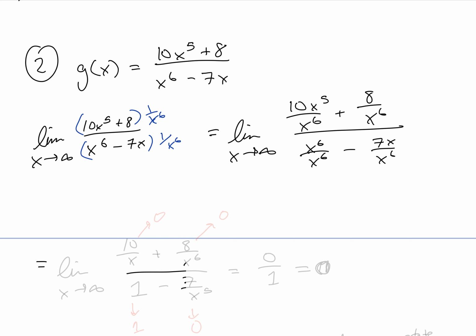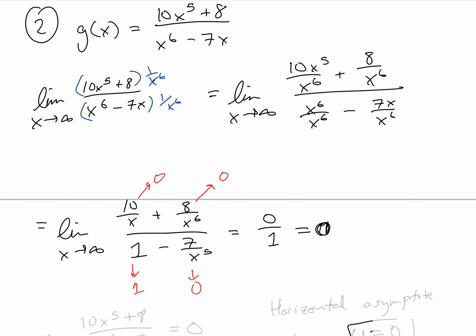And if we simplify that, we've got the limit as x goes towards infinity of 10 over x is the first term simplified, plus 8 over x to the 6th divided by x to the 6th over x to the 6th is 1, minus 7 over x to the 5th. And as x goes towards infinity, 10 over x goes towards 0, 8 over x to the 6th goes towards 0, 1 goes towards 1, and 7 over x to the 5th goes toward 0. So what is this entire thing doing? This is going towards 0 over 1, which is equal to 0.